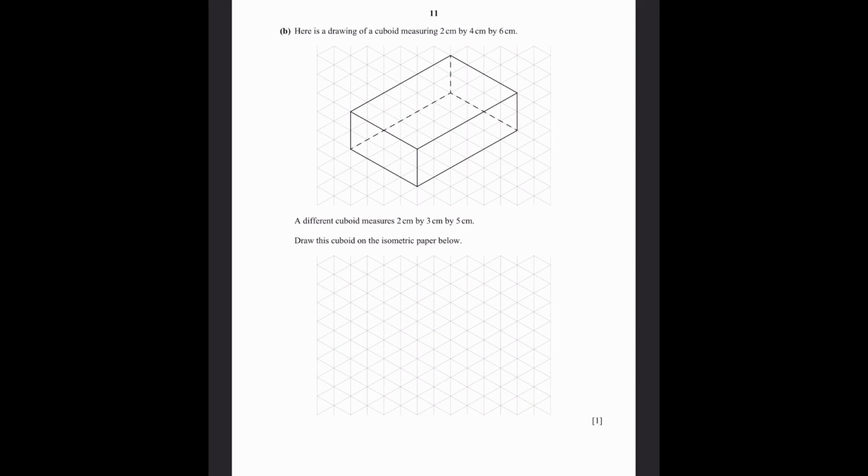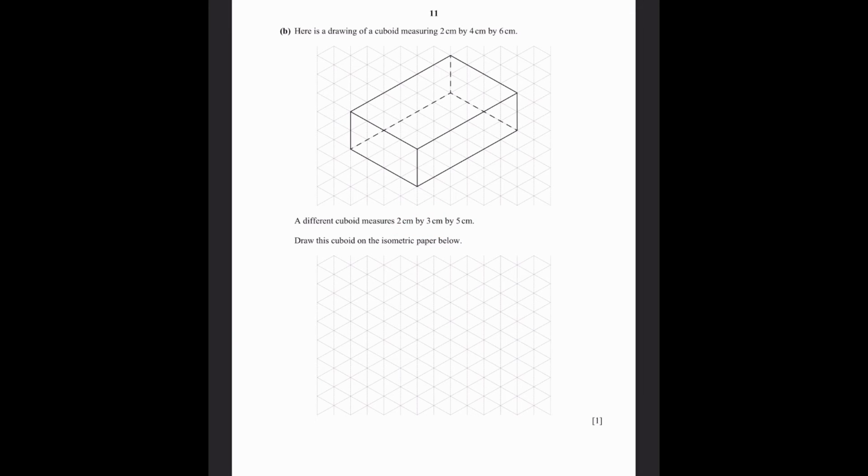B. Here's a drawing of a cuboid measuring 2 centimeters by 4 centimeters by 6 centimeters. A different cuboid measures 2 centimeters by 3 centimeters by 5 centimeters. Draw this cuboid on the isometric paper below. First, let's draw the first rectangle. Over here, in the example cuboid, it is this one, which is 2 by 4. Over here, let's make it 2 by 3.